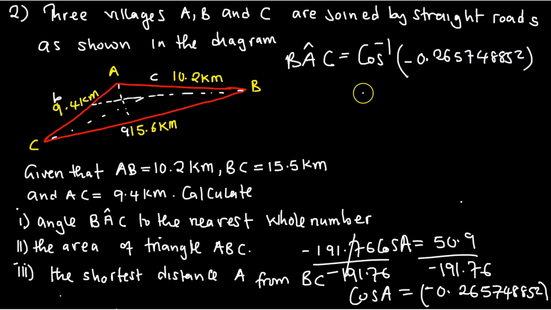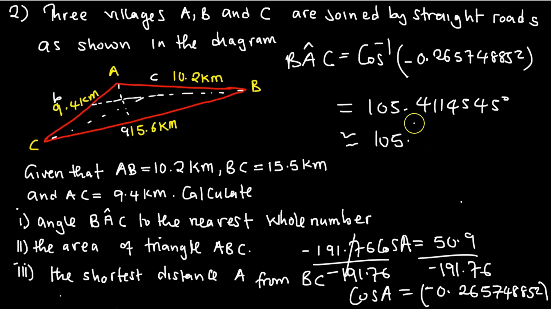265,748,852. When you punch it, it is going to give you 105.41145. This is degrees. So now the angle we have is 105 degrees. So this is the angle BAC. This is how we find it. So that is the procedure that you go through, finding the angle.